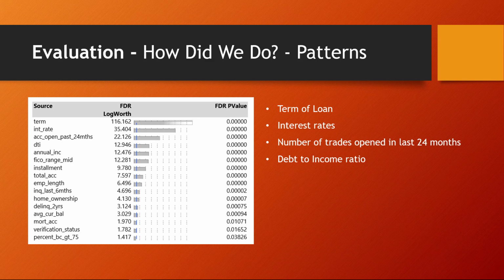Evaluating patterns. The log worths from logistic analysis bring some interesting insights into loan data. As we discussed, longer terms had a higher chance of being charged off, but also had higher profit. Interest rates correlated to charge-offs, and this would be expected, since borrowers would be paying more based on the risk of their credit application. The number of trades opened in the last 24 months and the debt-to-income ratio similarly correlated to a higher number of charge-offs, and the extent can be seen in the log worth graph on the slide.